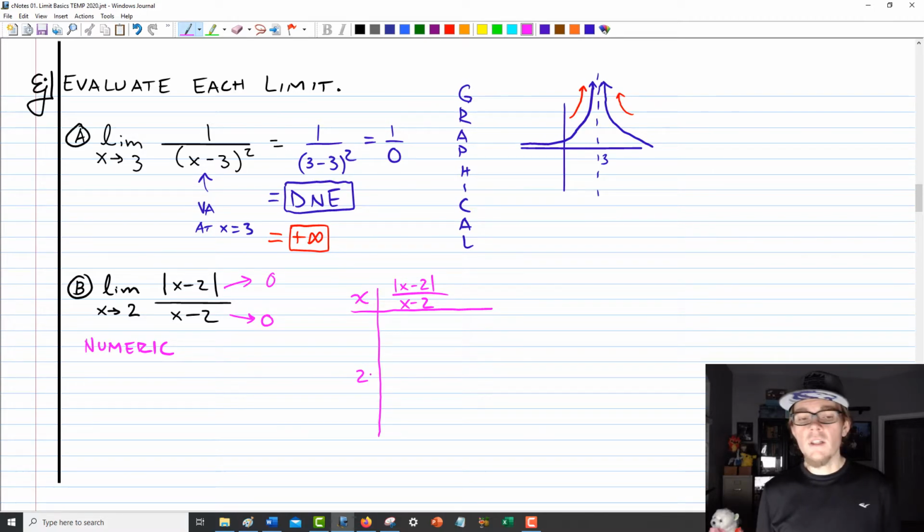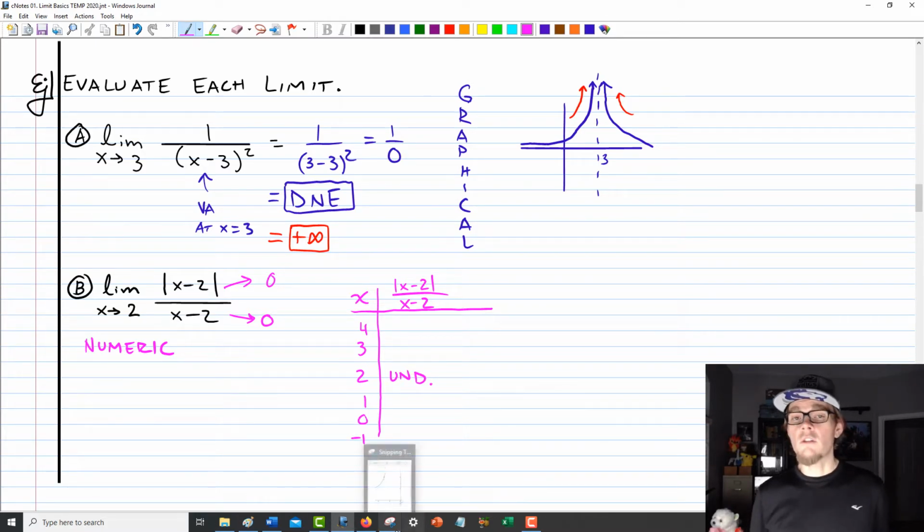And then from there, I'm just going to assume that if I plug in values that are slightly smaller or slightly bigger, I'll be able to get a good view of what's actually happening with this function. Might not be perfect, but we'll see what happens. And obviously we have some sort of issue that's undefined at x equals 2.